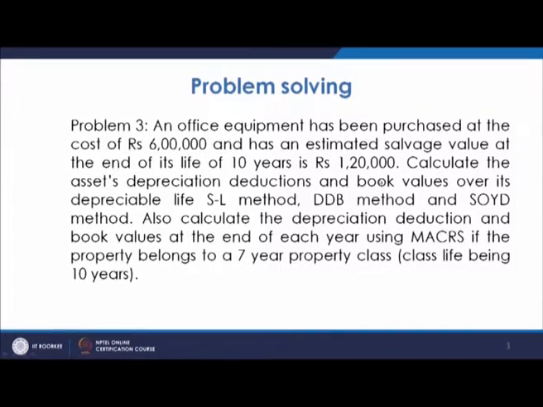Calculate the asset's depreciation deductions and book values over its depreciable life using the straight line method, double declining balance method and SOYD methods. Also calculate the depreciation deduction and book values at the end of each year using MACRS, if the property belongs to a 7-year property class, class life being 10 years.